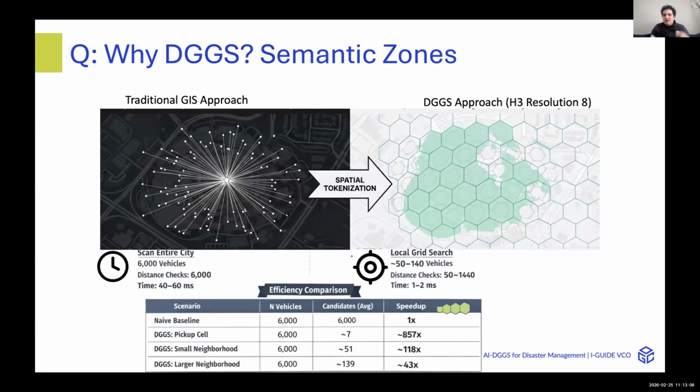Instead, I will say my house is in this grid ID, and the vicinity of me has 50 to 140 cars. So instead of looking up the distance of 6,000, I just look for 50 calculations, and that will reduce the time drastically, right? So just to give you a graph on how much, if you have a smaller neighborhood or a bigger neighborhood, the speed is going to be reduced, of course.